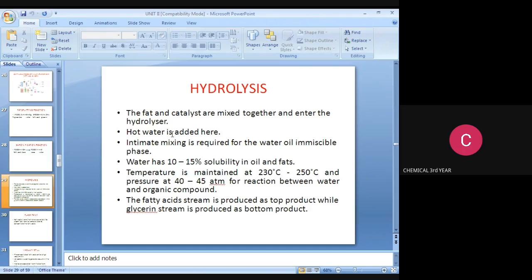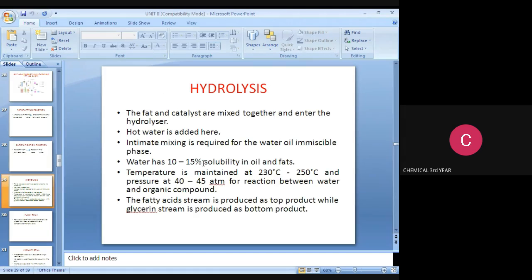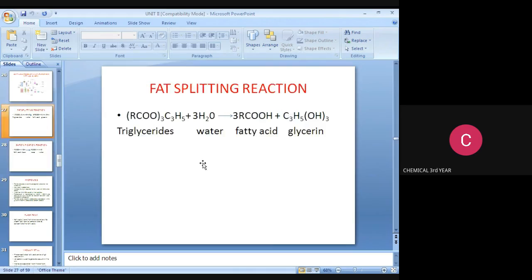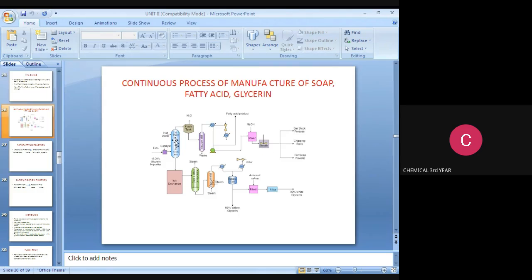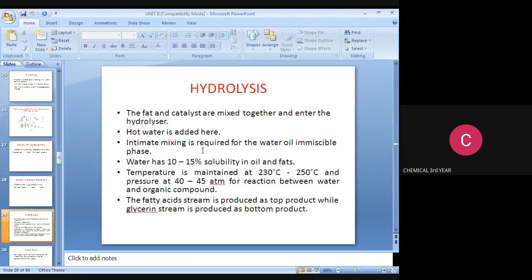The fat and catalyst are mixed together and enter the hydrolyzer. In this flow sheet, this is the hydrolyzer. In this hydrolyzer, we are entering fat and catalyst. Hot water is added here. The temperature is 230 to 250 degrees Celsius. Intimate mixing is required for the water-oil immiscible phase. Water has 10 to 15% solubility in oil and fats.